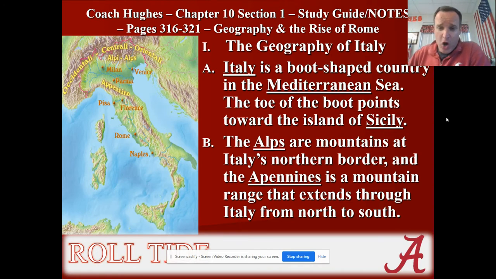The Alps are the mountains at Italy's northern border. So if you go to the top of the picture, well, the boot is kind of cut off from the rest of the world by the Alps. And the Alps are not the tallest mountain range in the world, but they're pretty darn close, only second to the Himalayas in India. So the Alps are an extremely tall, snow capped mountain range there, and it kind of cuts off Italy from the rest of the world.